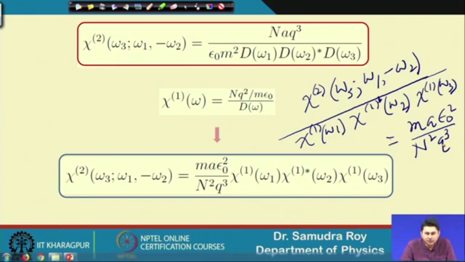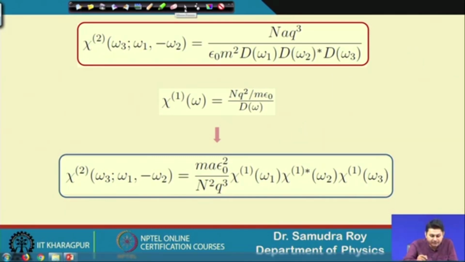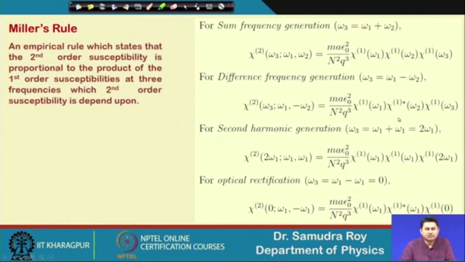So, this quantity m a epsilon 0 square n square q cube is a constant. So, if you make a ratio of the second order susceptibility at omega 3 and all this first order susceptibility related to all these frequencies, these ratios always become a constant term. This is a very important thing and we have a name for that, which is called the Miller's rule. This rule is called the Miller's rule.